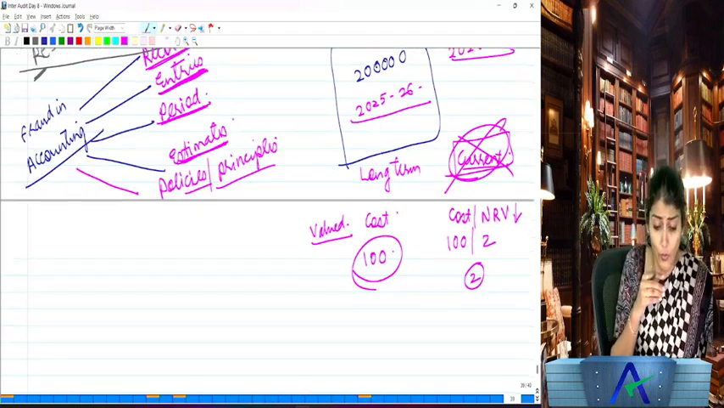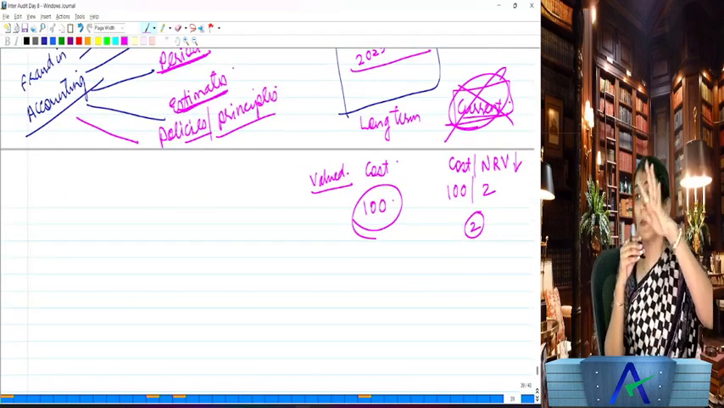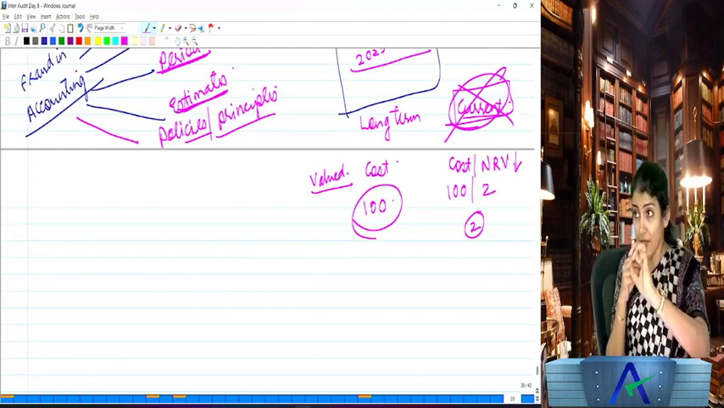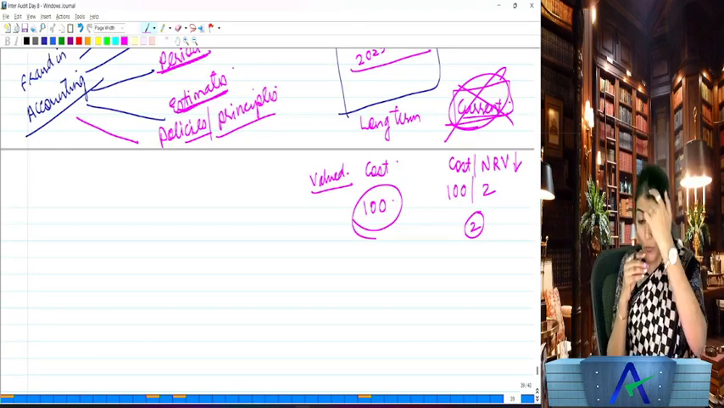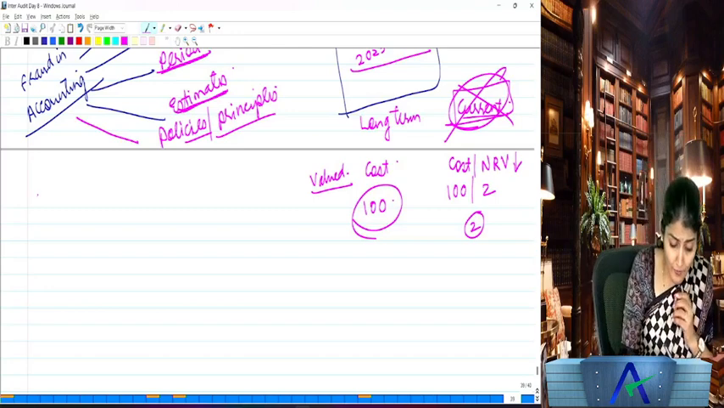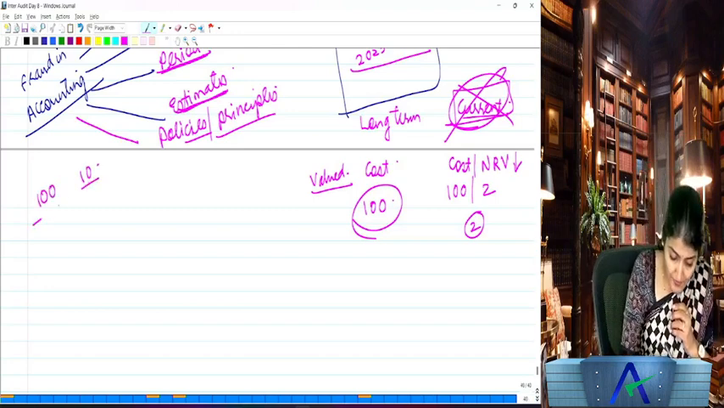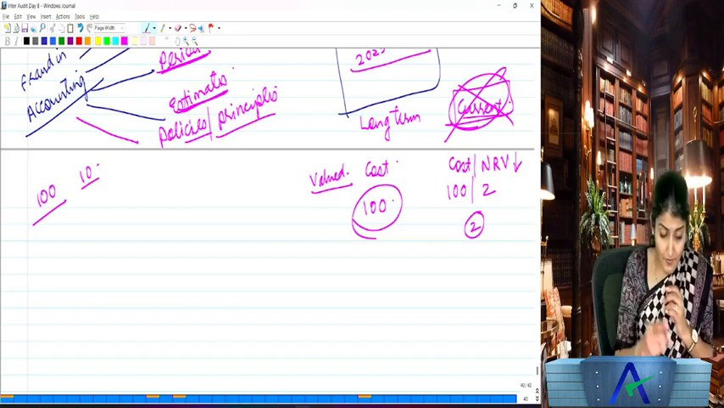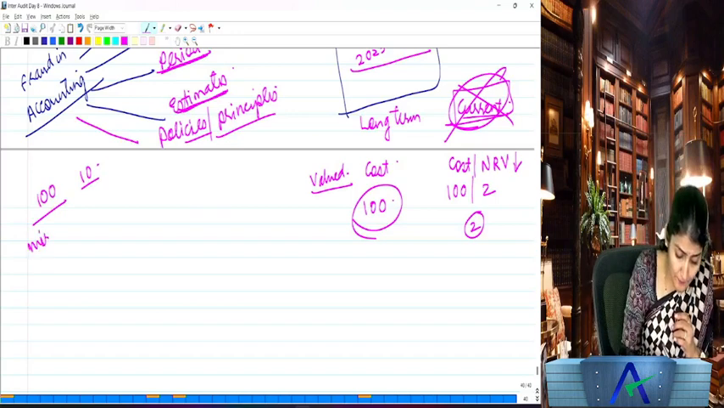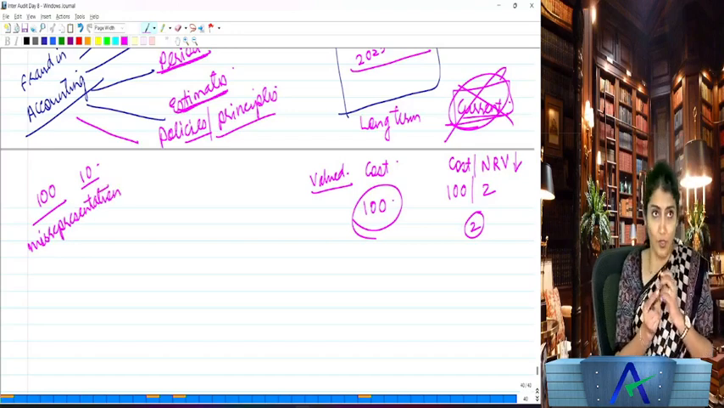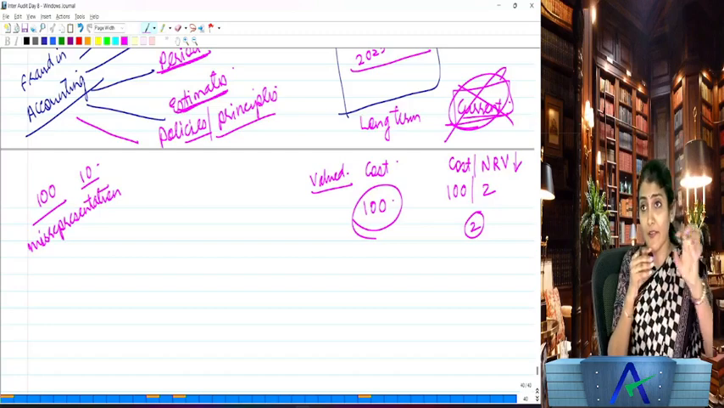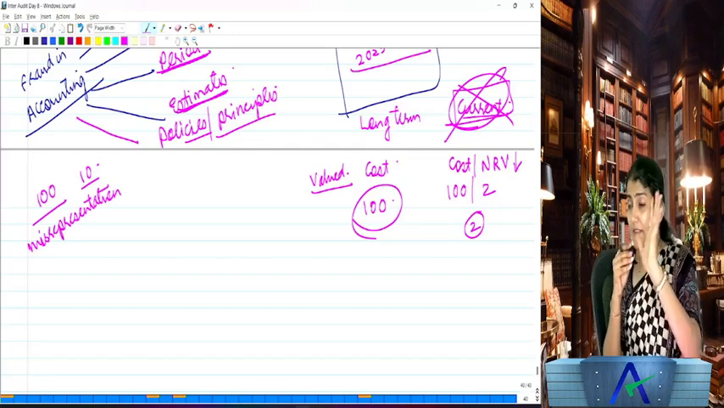Right. Now, there are two ways in which fraud in accounting can be done. One, instead of 100 rupees, you record 10 rupees. Is it a fraud? Yes. It is a misrepresentation. How much sales you did? 100 rupees. How much sales you recorded? 10 rupees. Is it a fraud?